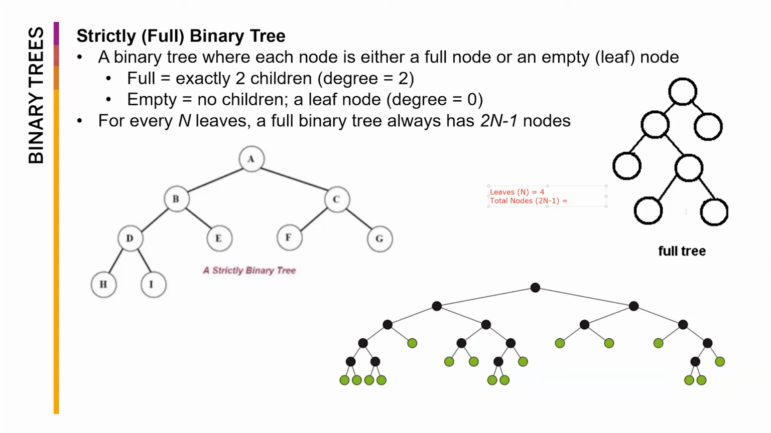So how many total nodes do we have? 7, sir. 7, right? So it's 4 times 2, 8 minus 1, which is 7.